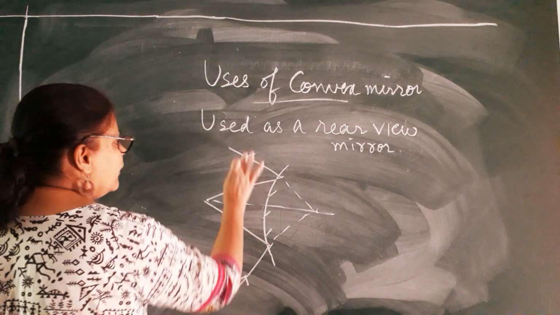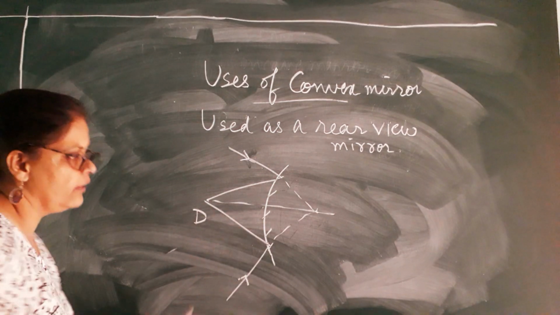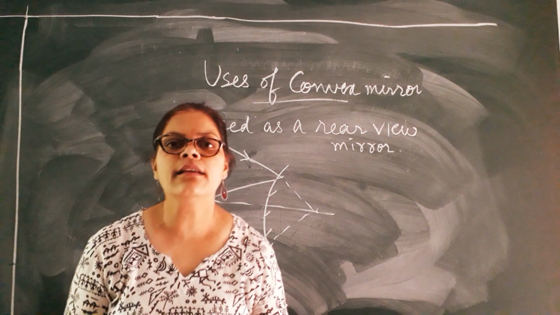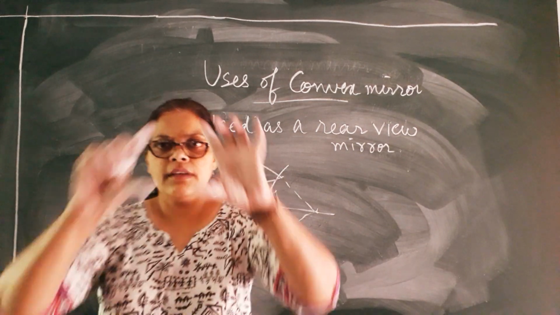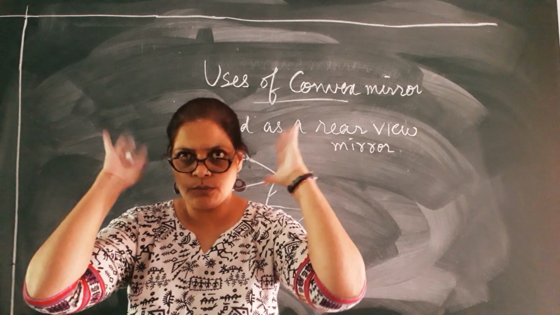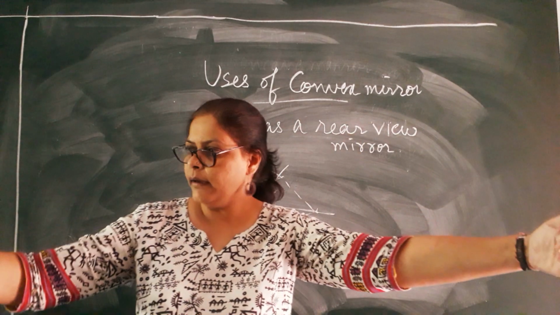Actually, the rays are coming from far away here, like this. This is the driver. Let me tell you, convex is used in the case of vehicles. While you are in a car, there is a plane mirror right in front of you, where you see the traffic which is coming from behind.